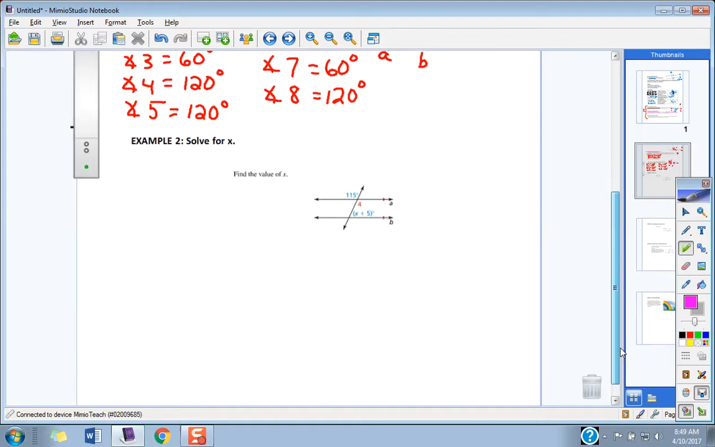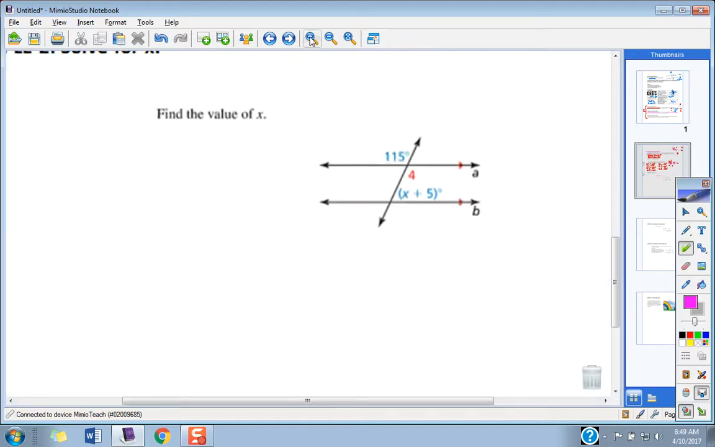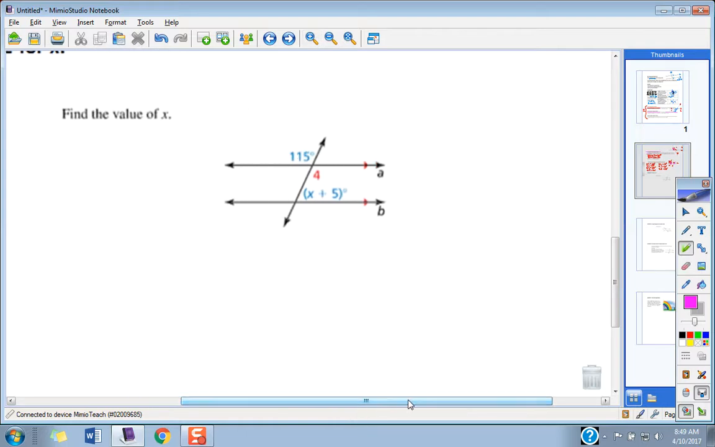This is where things get a little tricky. It says find the value of what, kids? X. All right. In this situation, I'm going to blow this up a little bit. Find the value of x in this diagram. First of all, you have two lines, A and B, that are parallel, cut by this transversal T right here. So you would put 115 plus x plus 5 is equal to 180.